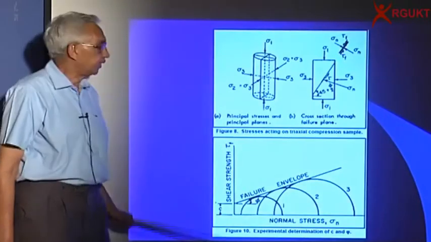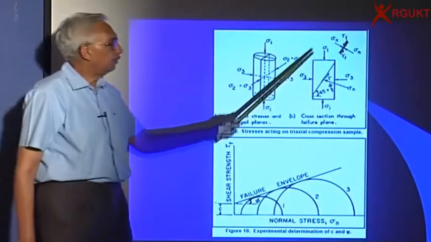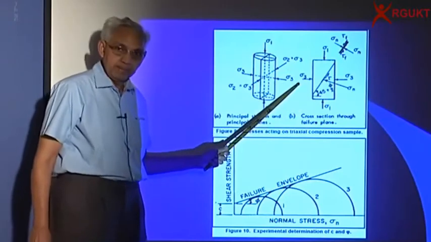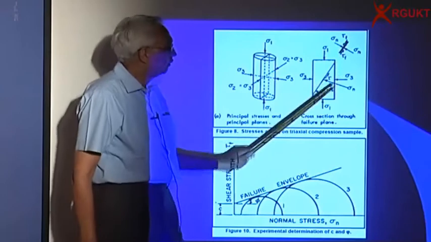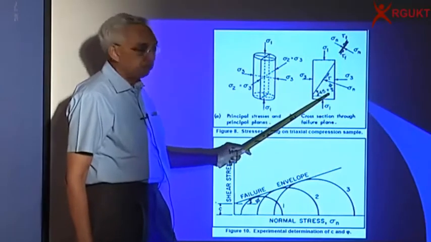In the triaxial test, as I said, you can now apply sigma 1 and sigma 3, and this is the angle of the failure plane, which makes 45 plus phi by 2.